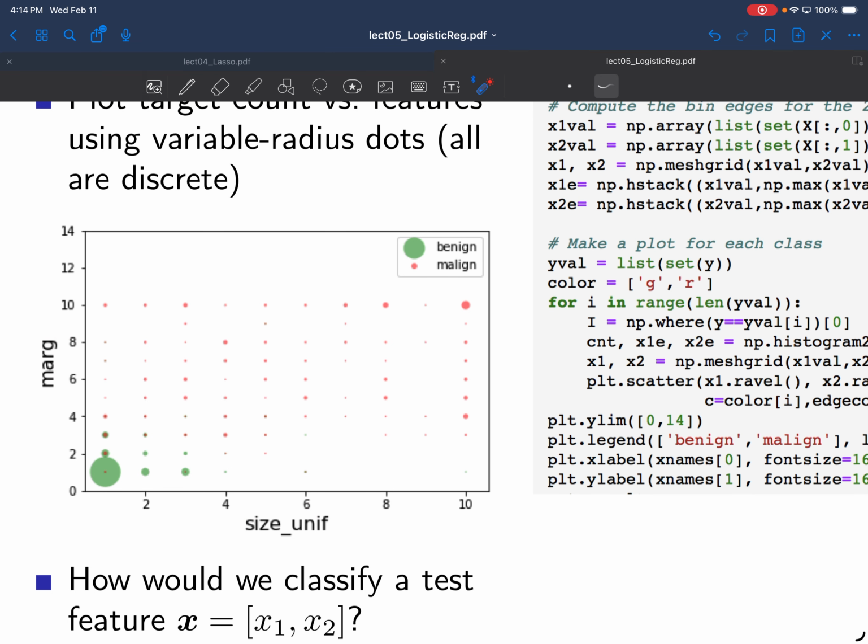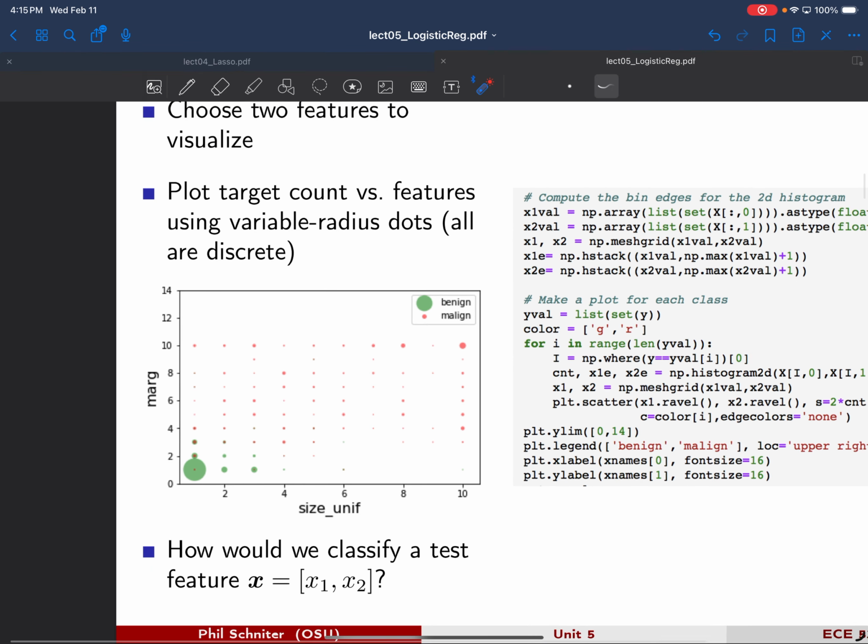For example, the samples that had 10 and 10 for those 2 features, there were several of them, and all of them were malignant. Whereas down here, all of these were benign. And then this one, most of them were benign, but you can see there's a malignant one in there as well. Okay, so this is just a visualization of the data.